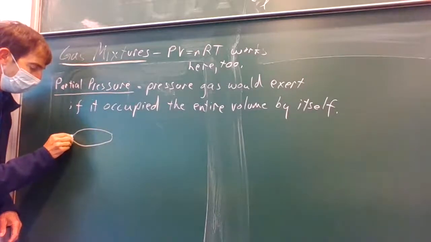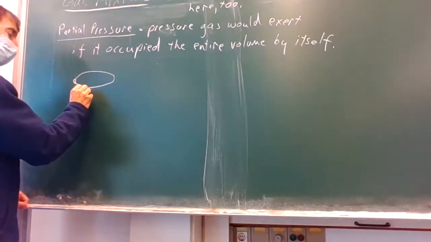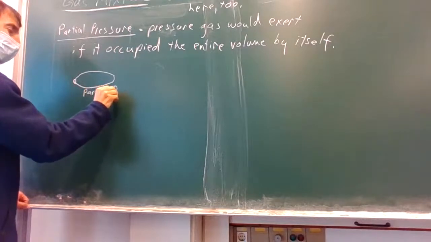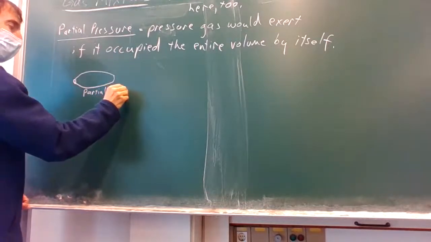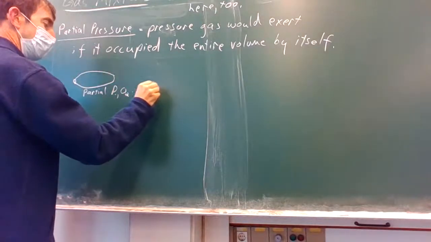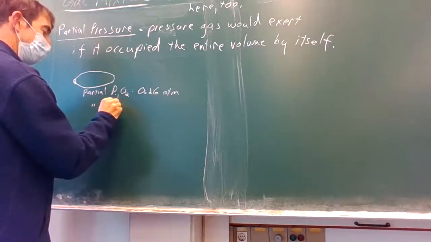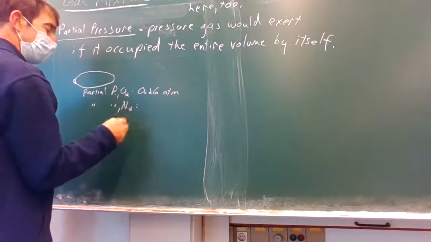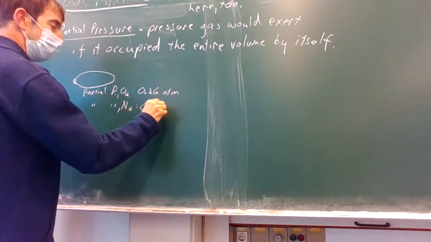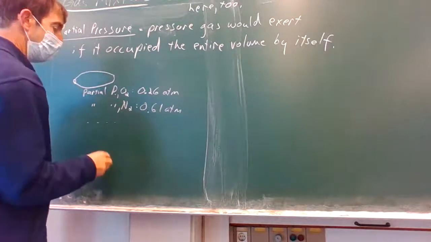In other words, if I've got a balloon, the balloon could have a partial pressure, and I'll show you how to abbreviate that in a second, of O2 of 0.26 atmospheres. It could have a partial pressure of N2 at the same time of 0.61 atmospheres or whatever, maybe some third gas. But it doesn't really matter.